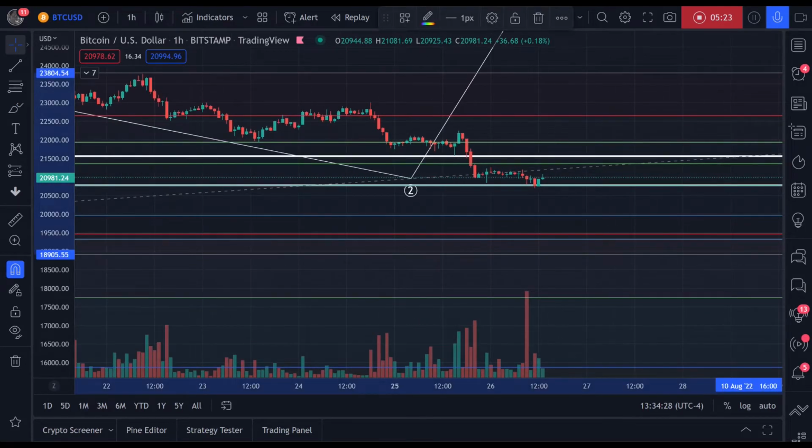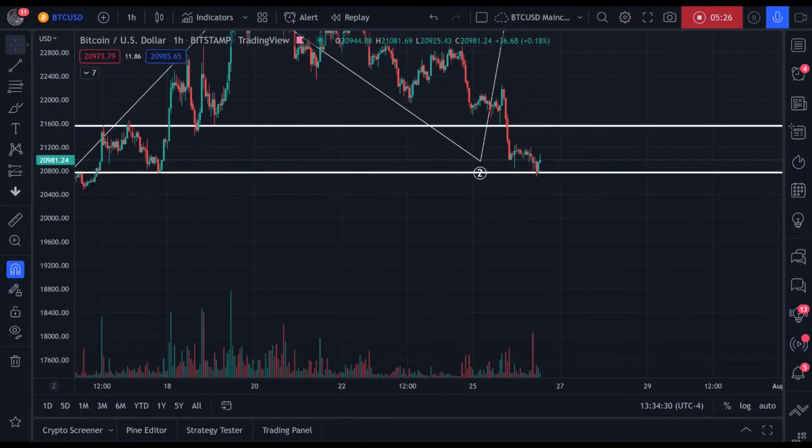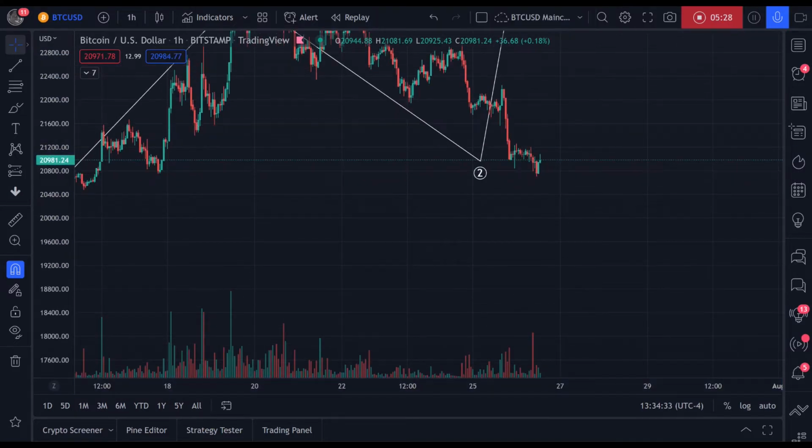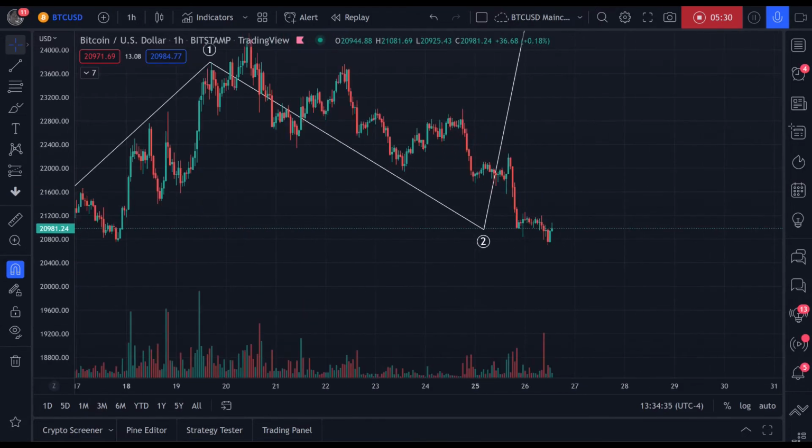Smaller time frames. I'm going to get rid of the retracement tool, as well as this band. I think we get the point.